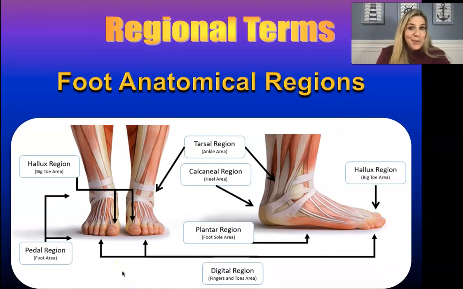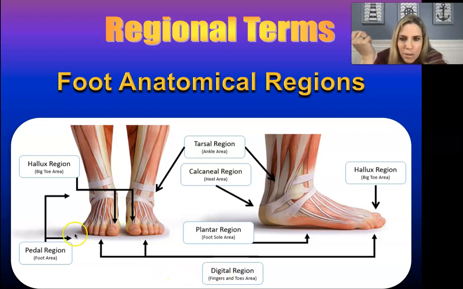And finally, let's do the foot anatomical regions. So remember that the foot is referred to as the pedal region. The foot region is the pedal region because, let's just remember that you pedal the pedals of a bike with your feet. So let's start off with your big toe. Your big toe is kind of like your thumb, right? The thumb is the pollex. Your big toe is the hallux. So your big toe is the hallux region.